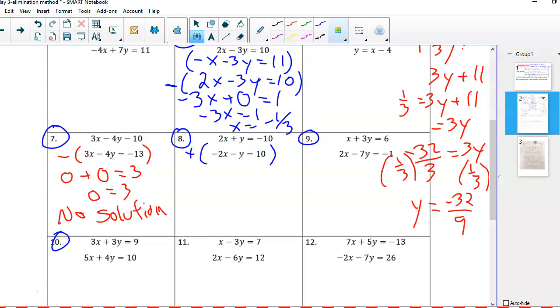Because 2x plus a negative is really 2x minus 2x, so this is going to cancel. Y plus a negative y, those would also cancel. Negative 10 plus positive 10, that would also cancel. So we have 0 equals 0. What does that mean? There's infinitely many solutions.